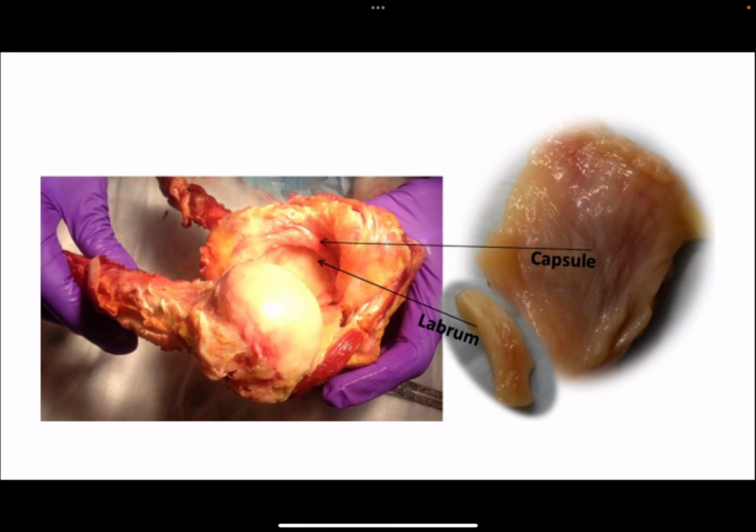Okay, capsule and labrum are related to each other. This picture shows the glenoid labrum and joint capsule. In a Bankart lesion, the anterior inferior labrum is torn due to, as we discussed before, anterior shoulder dislocation. Since the labrum and capsule form one unit as shown in this picture, here is the labrum and the capsule forming one unit.